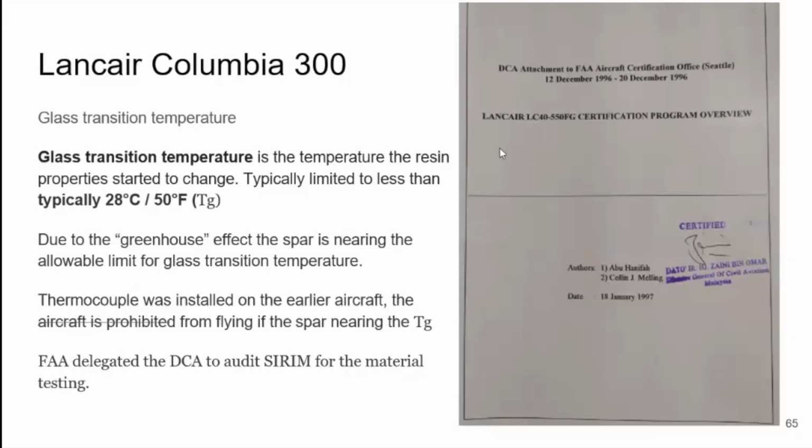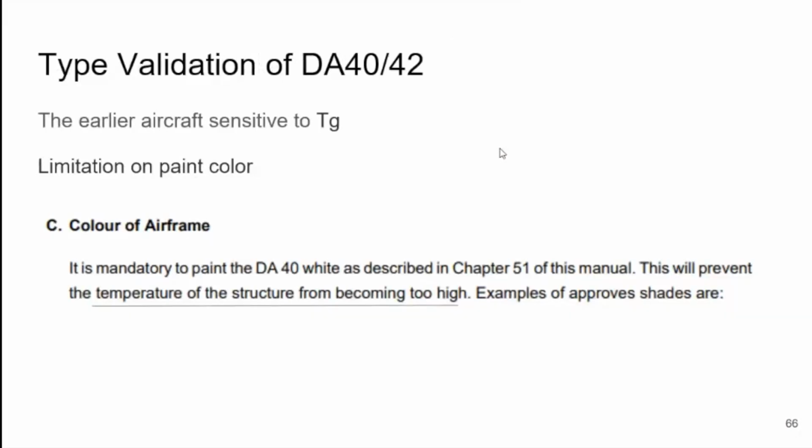So this is about the resin system. Diamond 40 is also the same. There's also an issue. During the first development of Diamond, I was doing the type validation for the Diamond. They also had the same issue on the TG. So they prohibited any color other than white. You could not paint the Diamond other than white. You may see that now Diamond has been painted other than white because they have changed. They have improved this TG, glass transition temperature.